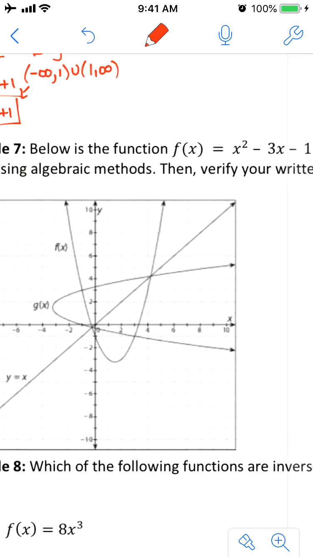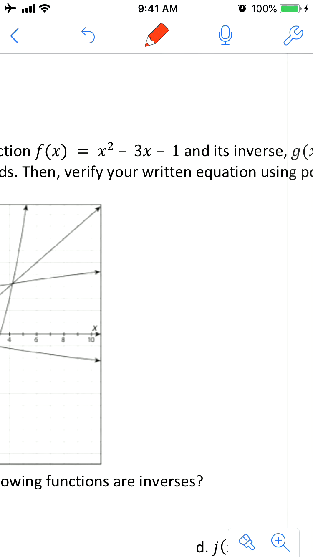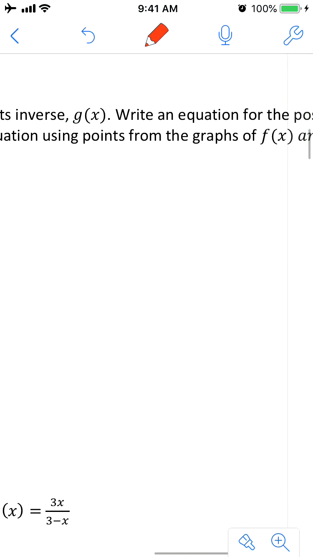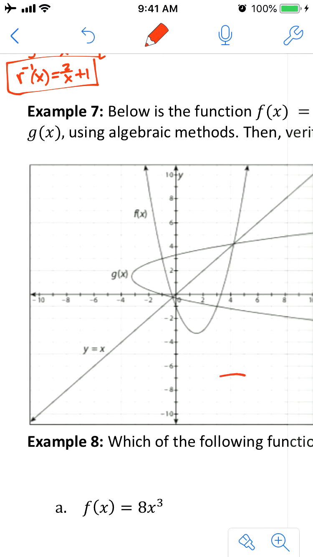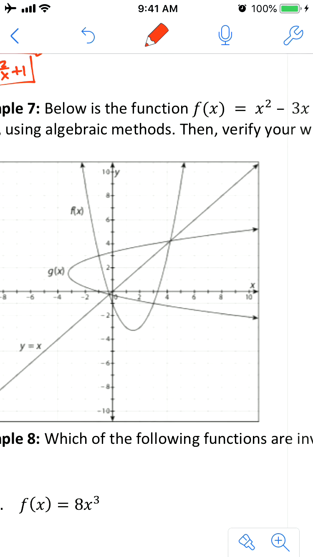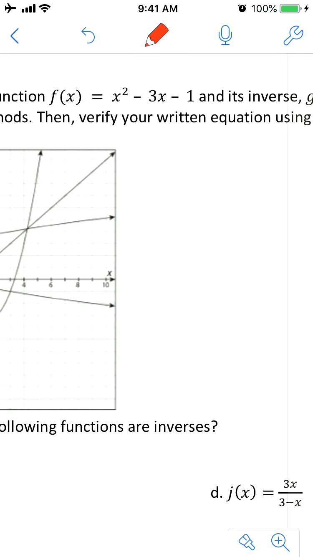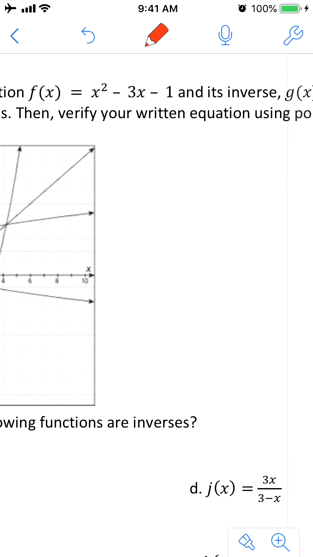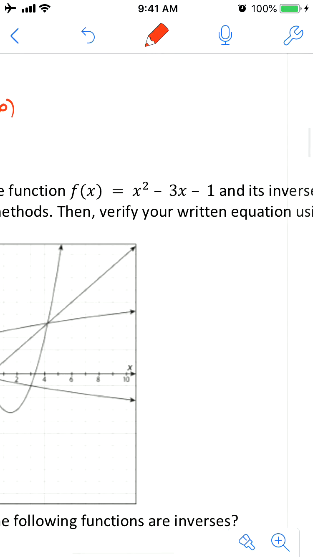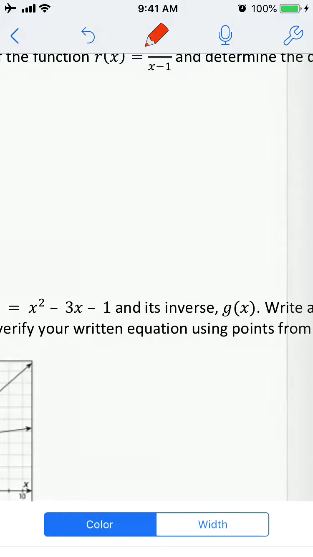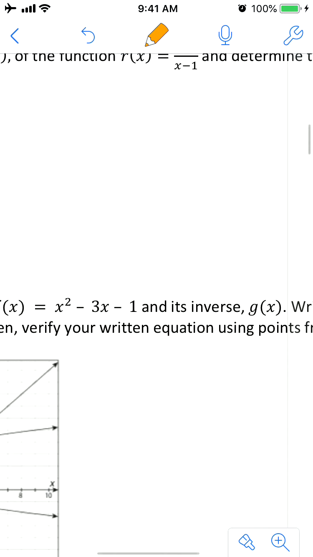Okay, example number 7. Below is the function f of x equals x cubed minus 3x minus 1 and its inverse g of x. Write an equation for the possible inverse of g of x using algebraic methods. Then verify your written equation using points from the graph of f of x and g of x. Okay, well, let's just take 1 point from f of x first. I'm just going to borrow some of this space up here. And then we will worry about finding its inverse.